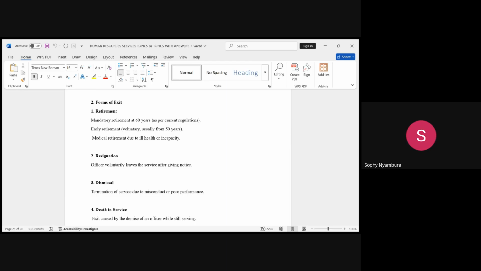Nauliza tu swali, in case you retire due to illness, bado unapata hizo retirement benefits? Yes.